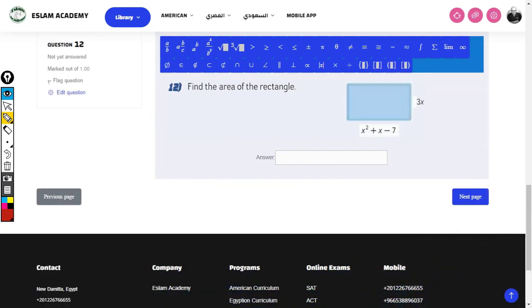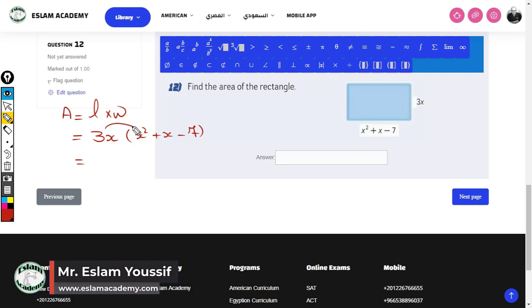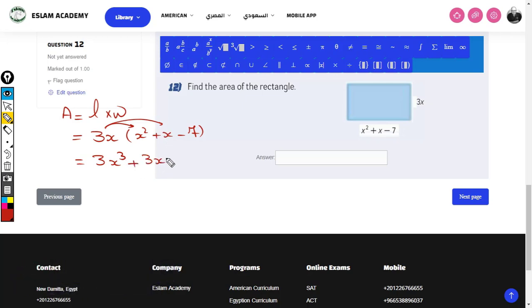In this problem, we need to find the area of the rectangle. As we know that the area of the rectangle is equal to the length multiplied by the width. Just we have the two dimensions, multiply them together. So we have the first dimension, which is 3x, multiplied by x power 2 plus x minus 7. By using distributive property, 3x multiplied by x power 2 will be 3x power 3. 3x multiplied by x will be 3x to the power 2. 3x times negative 7 will be negative 21x.